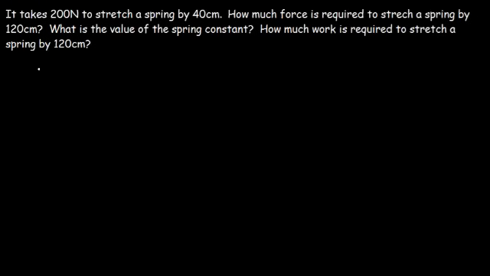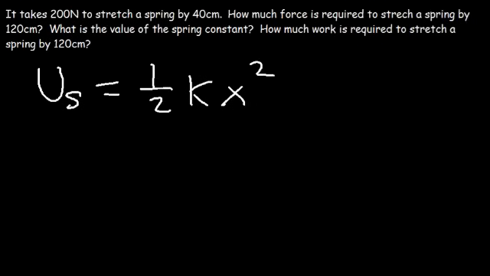In some textbooks, you'll see this U symbol. This is the elastic potential energy of a spring. It's equal to 1/2 kx squared, which is the work required to stretch it or compress it.